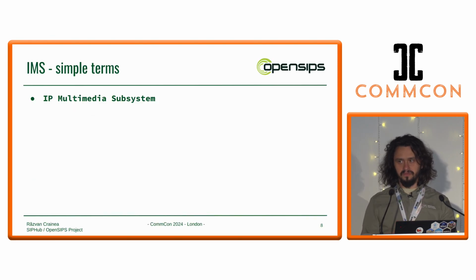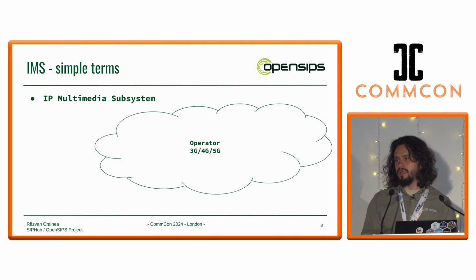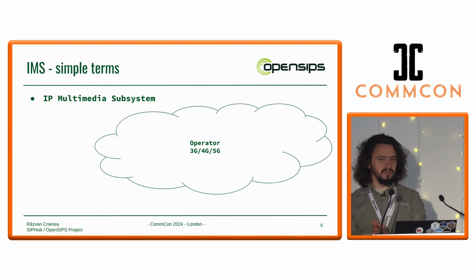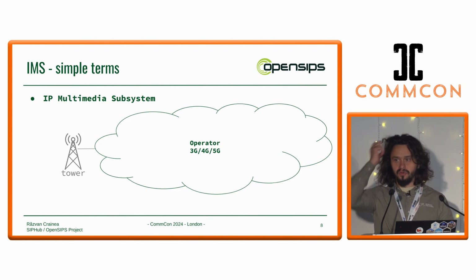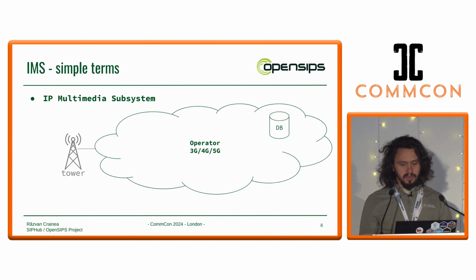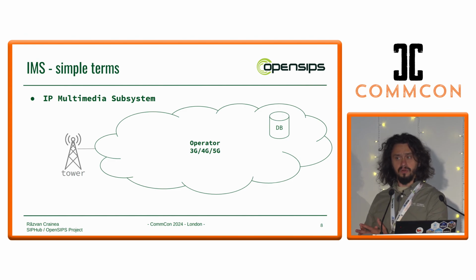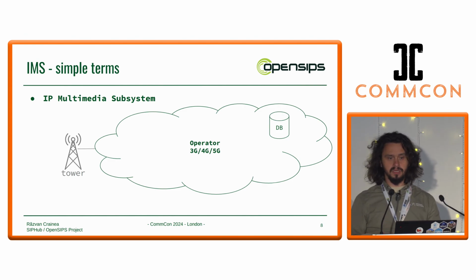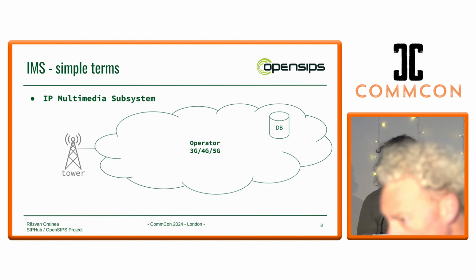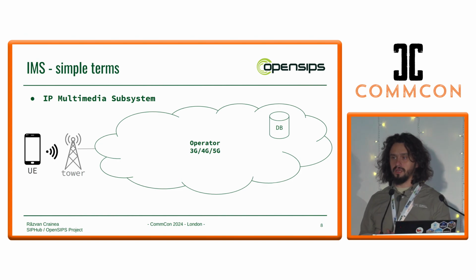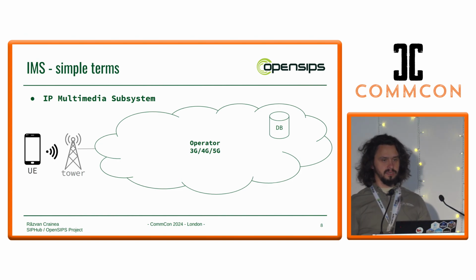For those of you who have not used IMS, it stands for IP Multimedia Subsystem, and it is generally operated by mobile operators. So you have your phone, you have a tower. The operators have their own subscribers database, right? So whenever you want to get into a network, you go buy a SIM card, or nowadays you can buy an eSIM online, and then you are able to access the operator's infrastructure.